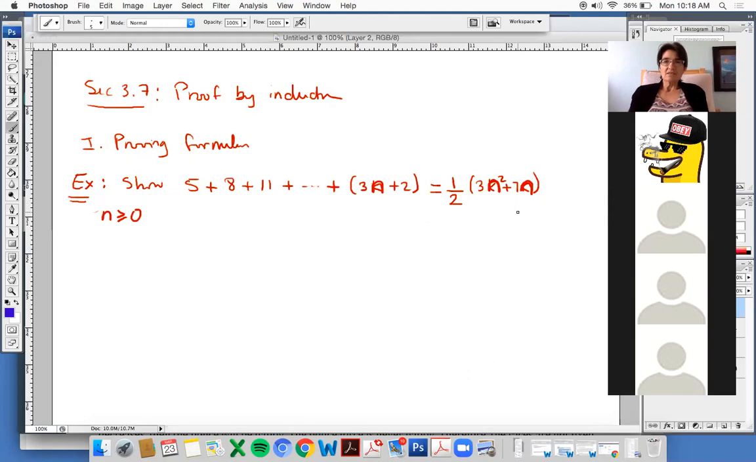All right, so let me rewrite. So this is 1/2 (3n² + 7n).